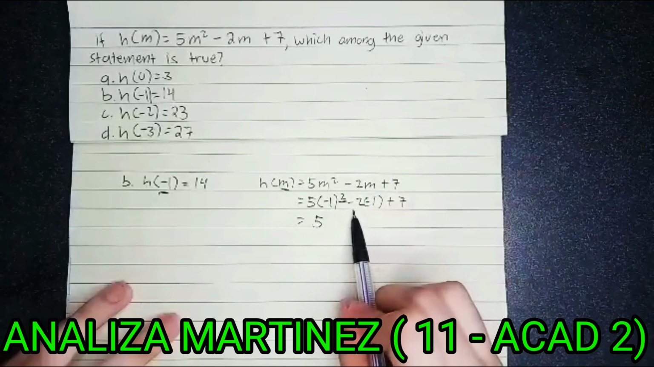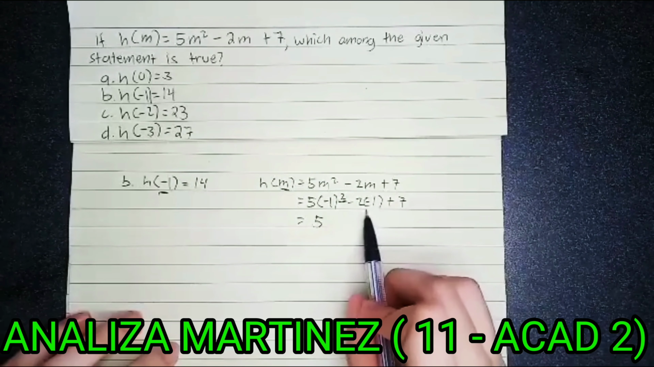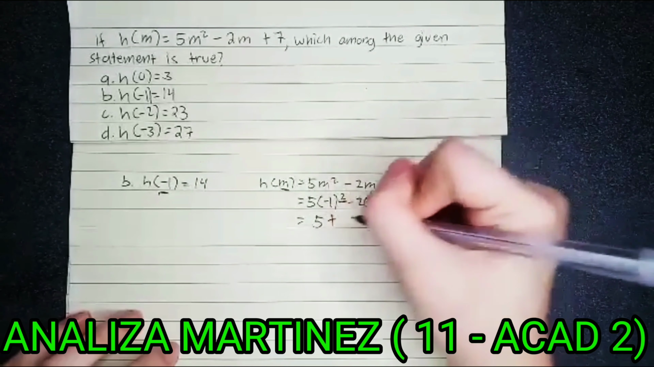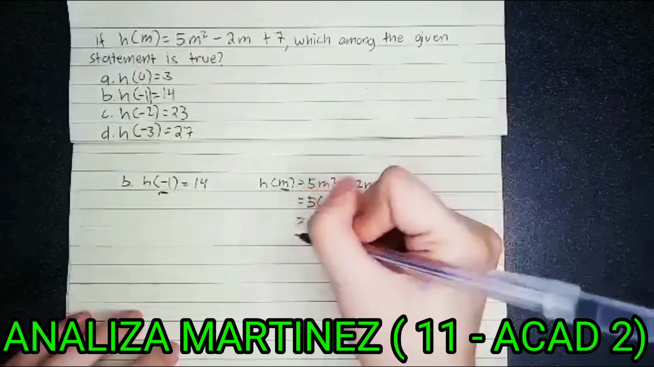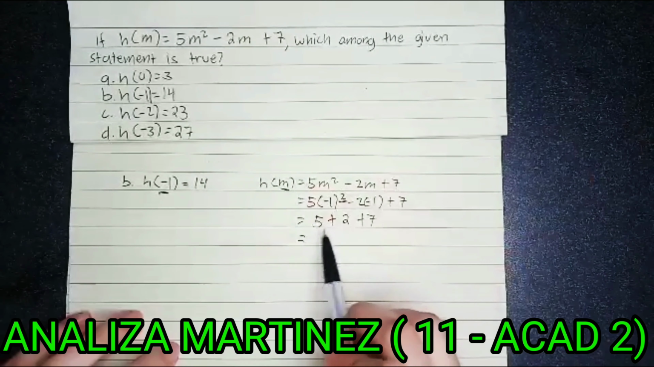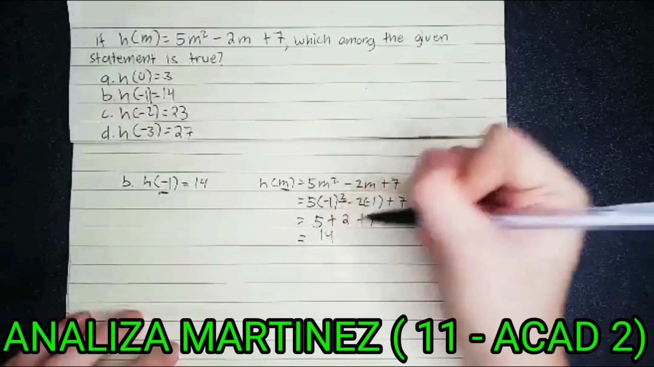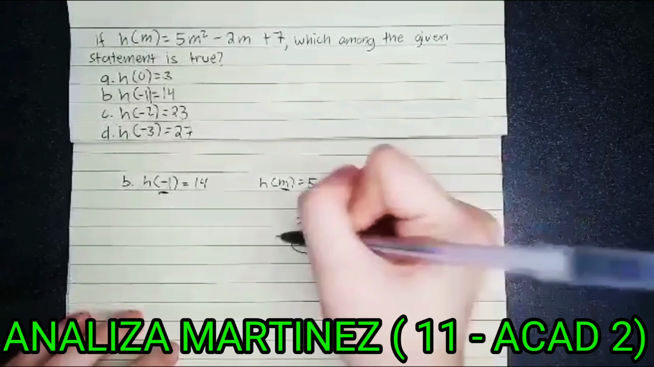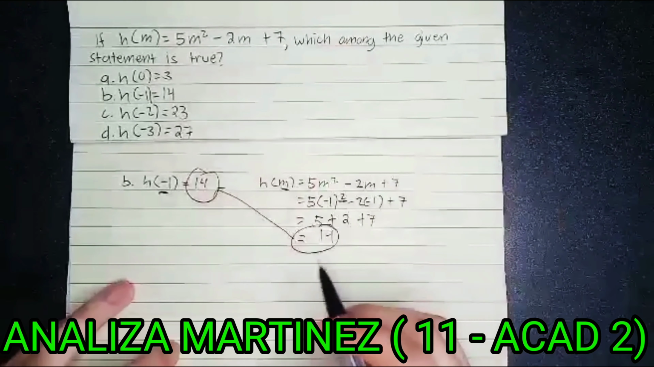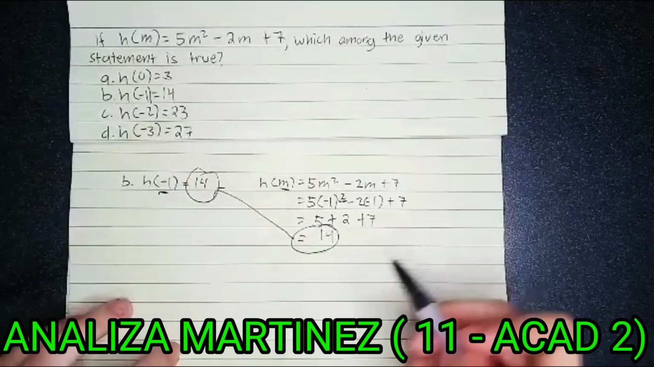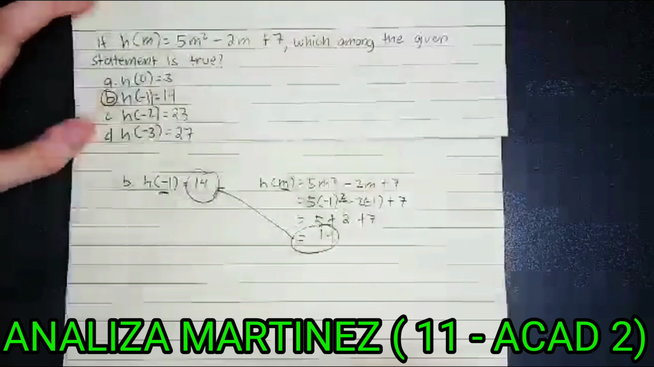Then negative 2 times negative 1 is equals to positive 2 because they have the same sign. So plus 2 and bring down 7. Then add 5 plus 2 is equals to 7, plus 7 is equals to 14. So 14 is the same as the value of letter B. So the correct statement, or the true statement, is letter B.